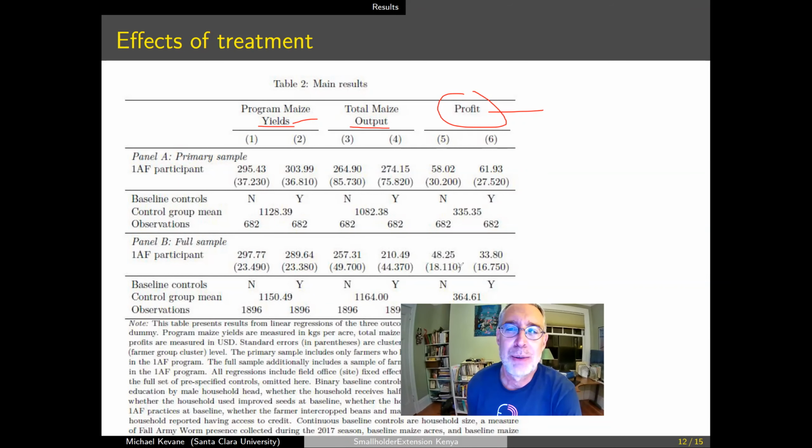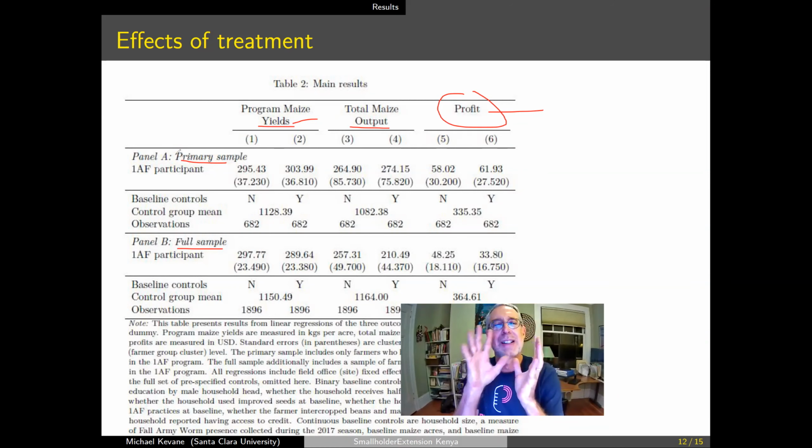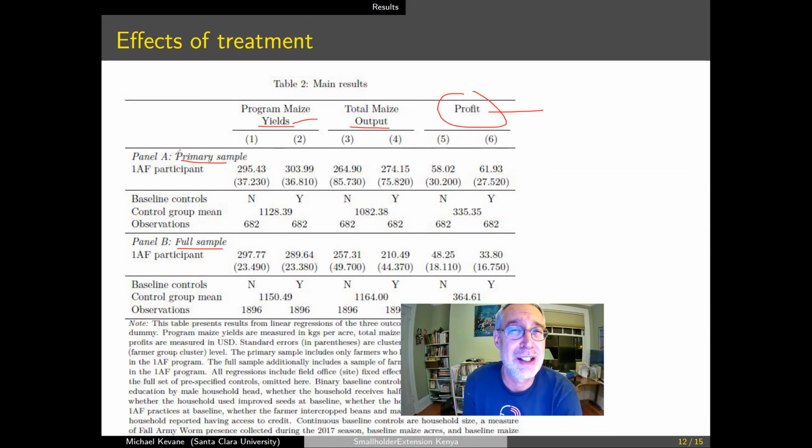So here we see we have two samples, what they call the primary sample and then the full sample. The primary sample takes care to distinguish some of the farm households that already participated in the program. To the extent that they'd already participated, maybe they wouldn't be seeing any changes in their behaviors. So that's why they want to be careful about these farmers who have already participated in the program and have been randomized into the treatment group. Maybe we should run the regression without including them. So that's the primary sample, and the full sample includes everybody.